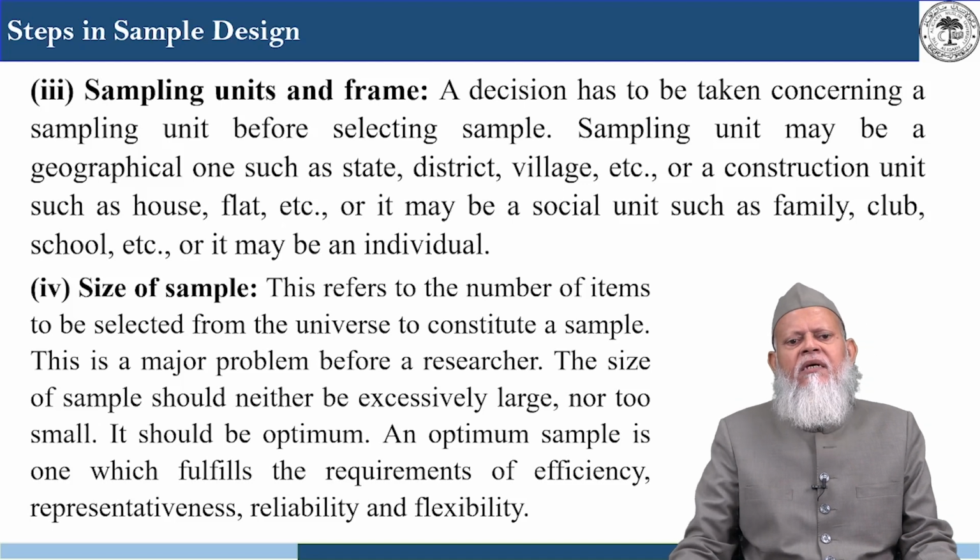Then comes the sampling units and frame. A decision has to be taken concerning a sampling unit before selecting the sample. Sampling unit may be geographical, such as a state, district, village, or construction unit such as house, flat, or it may be a social unit such as family, club, school, etc., or it may be an individual.